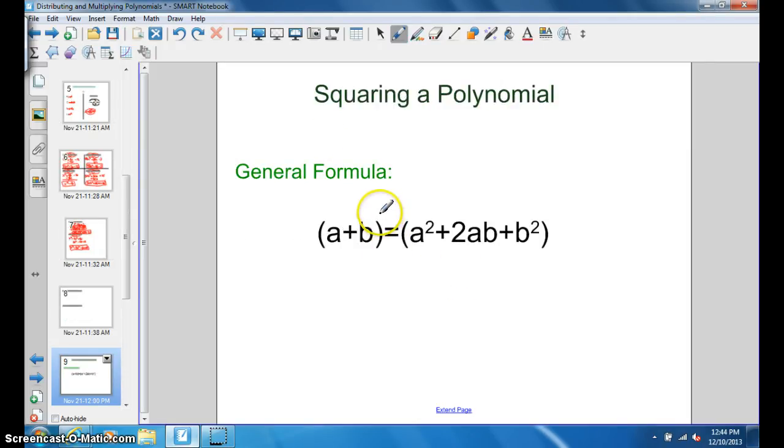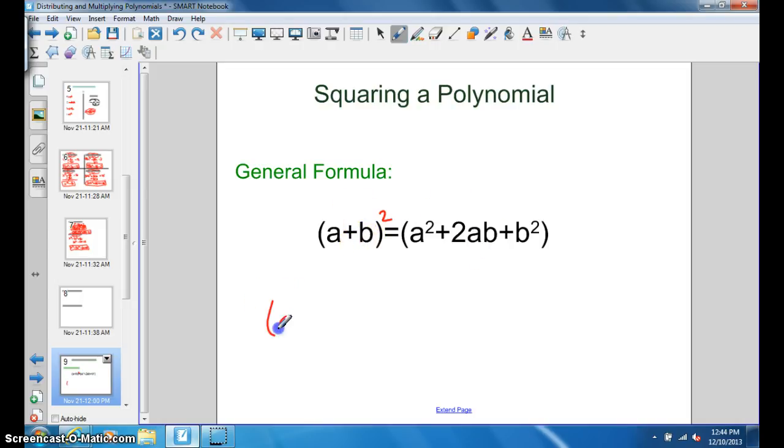So when we square a polynomial, there should be an exponent of 2 here. When we square a polynomial, all we need to do is write the first term, we square our first term. So here a is our first term. So this will be squared. For the second term, we need to multiply these by each other. So when we multiply a times b, we get ab, and then multiply it by 2, so we get 2ab. And then our last term, we just square it, so we get b squared.